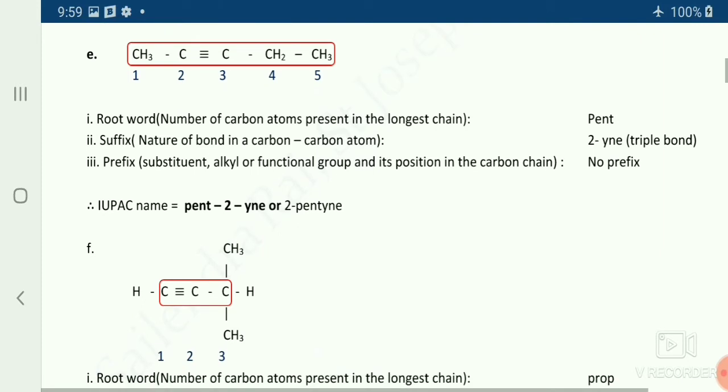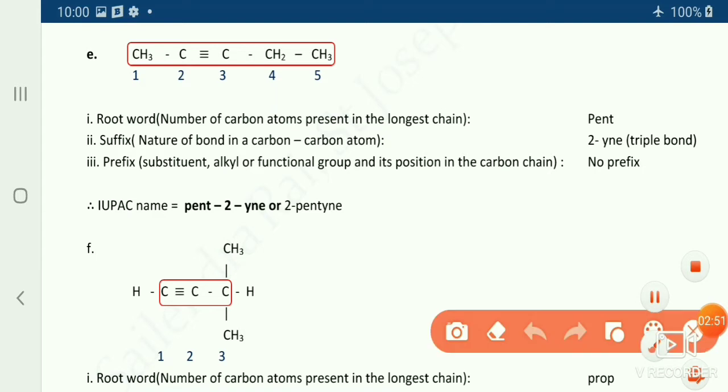Next one we have no branch, as you can see. Now let's see how many carbons are there. There are 1, 2, 3, 4 and 5 carbons. So 5 means meth, eth, prop, but and pent. So we have to write the root word as what? Pent. So pent is the root word. Next we have to see the suffix bond. We have to see if the single bond is not there, and if there are other bonds like double or triple, then we have to go for that for the suffix.